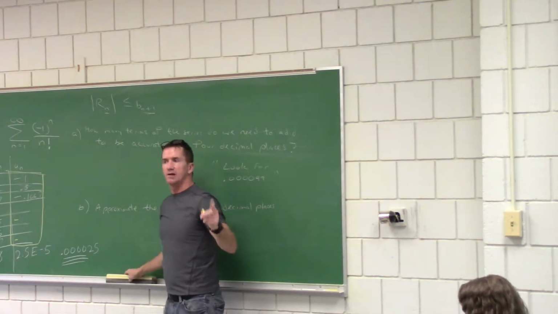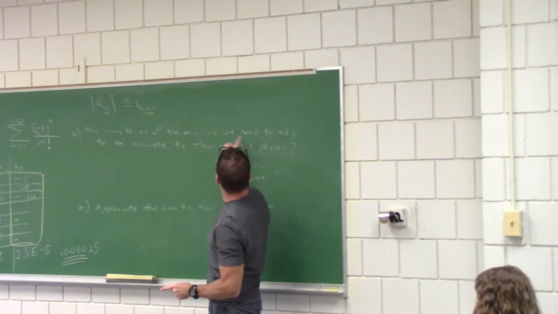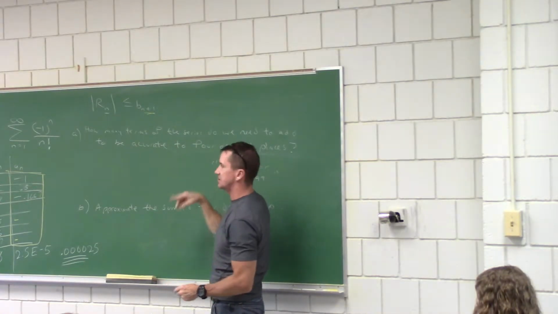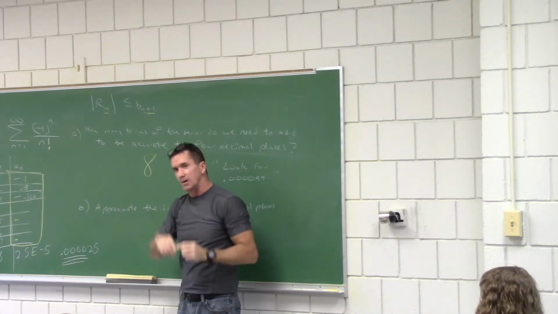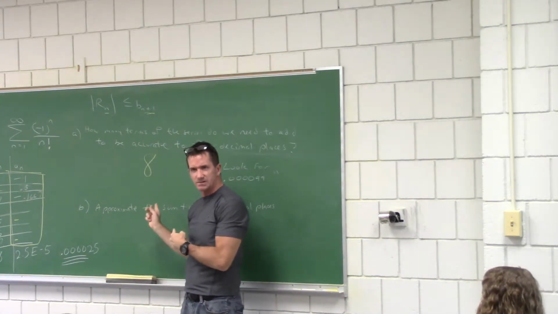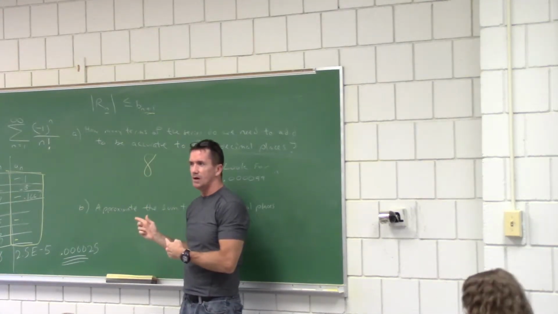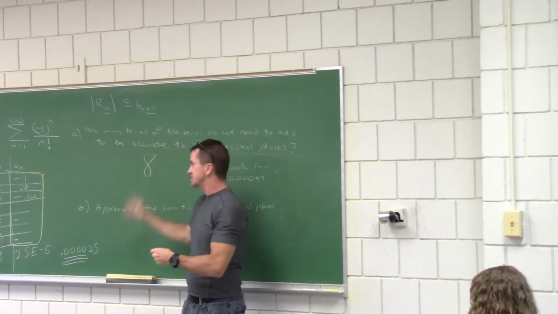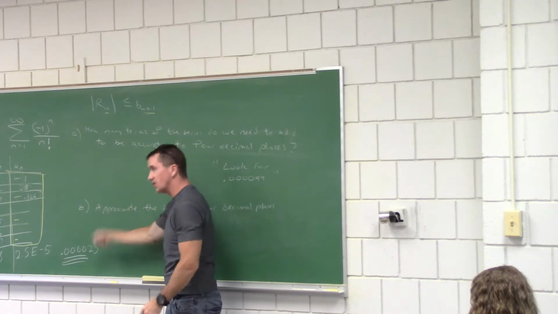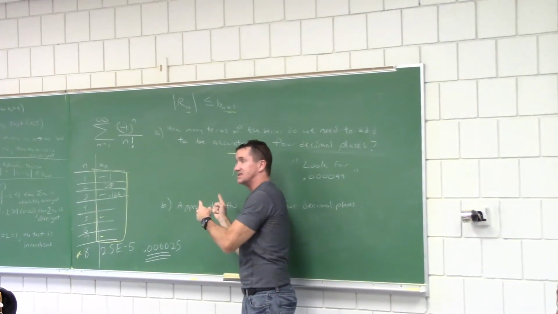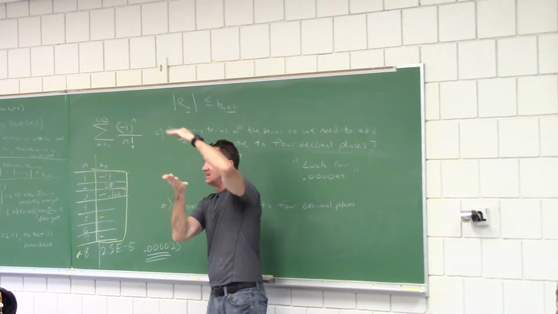I'm going to answer letter A right now. How many terms of the series do we need to add to be accurate to 4 decimal places? The first 7 terms. The 8th term was the first term that gave me that desired accuracy, so I need to add the first 7 terms.